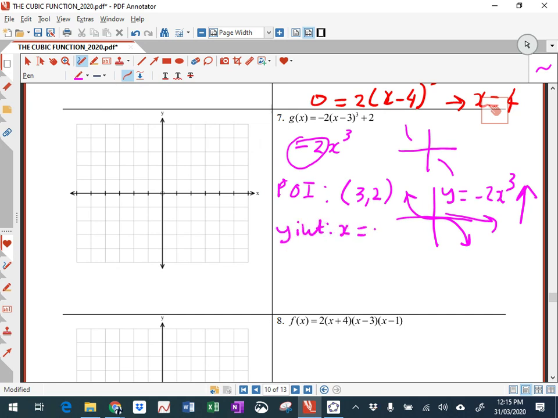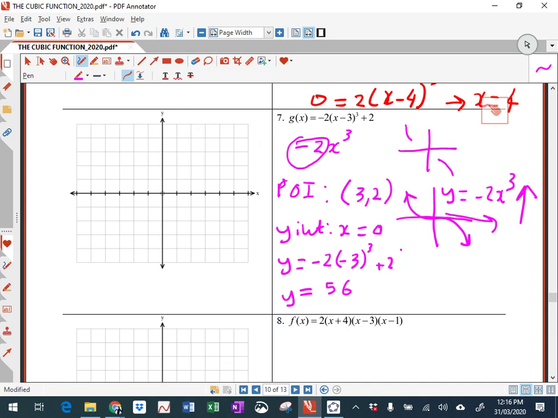Y-intercept, sub in x equals 0. Here we go. So I'm going to get y equals negative 2, and I put 0 in there, you're going to get negative 3 there. Cube it plus 2. So that's going to give you, now negative 3 cubed is negative 27 times negative 2 is 54. That's going to give you 56 there. Okay. That should be correct. Yep.